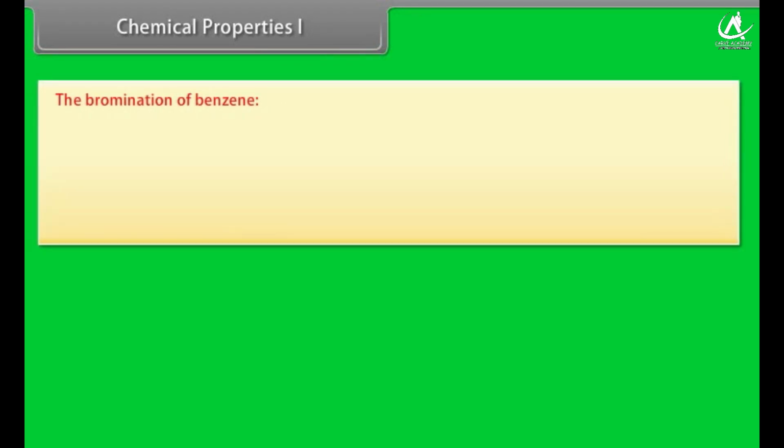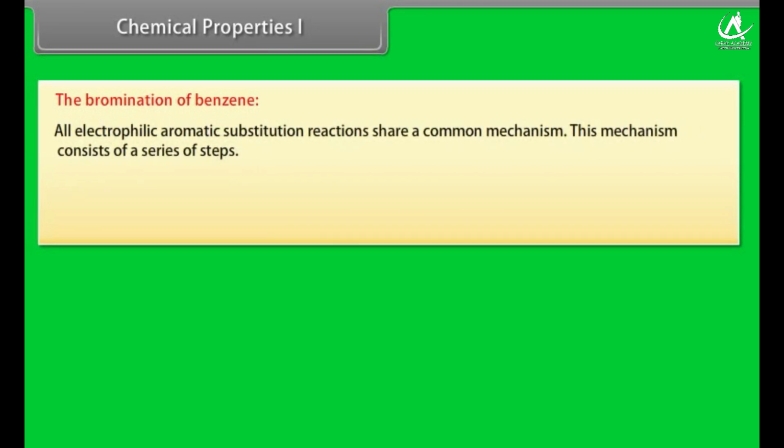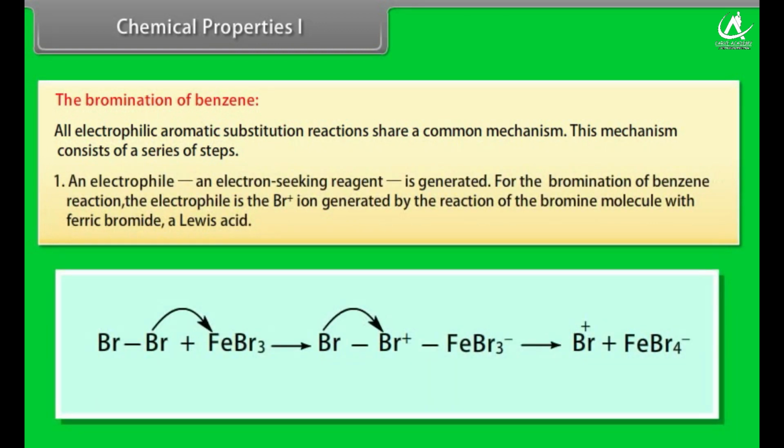The bromination of benzene. All electrophilic aromatic substitution reactions share a common mechanism. This mechanism consists of a series of steps. An electrophile, an electron-seeking reagent, is generated. For the bromination of benzene reaction, the electrophile is the Br plus ion generated by the reaction of the bromine molecule with ferric bromide, a Lewis acid.